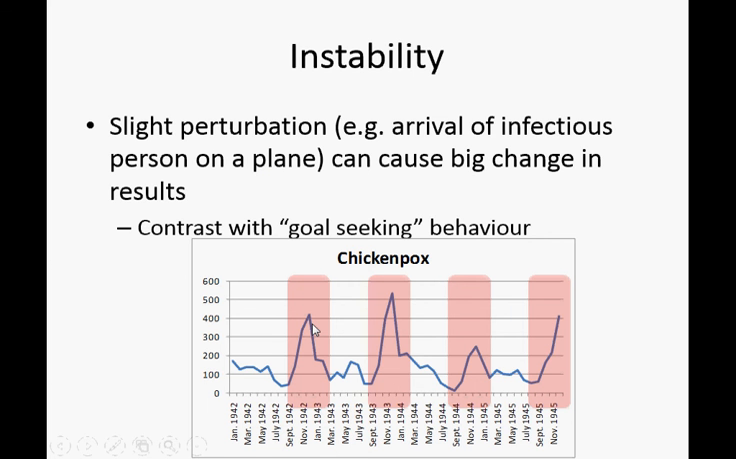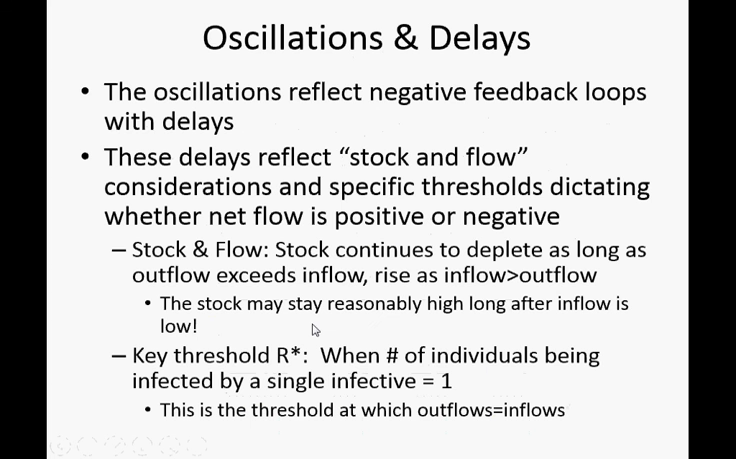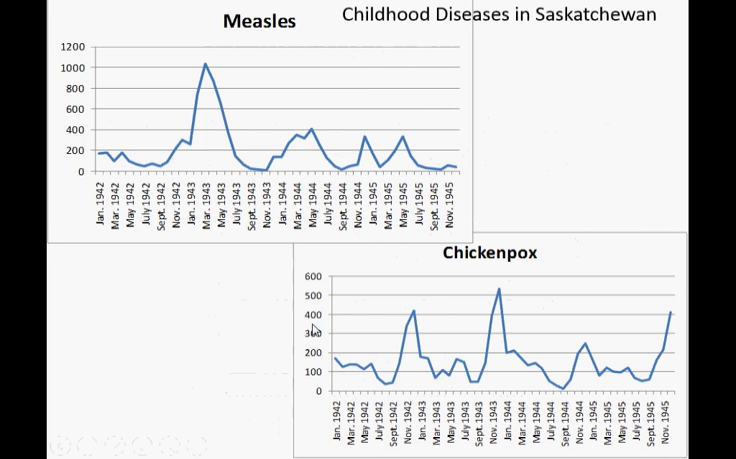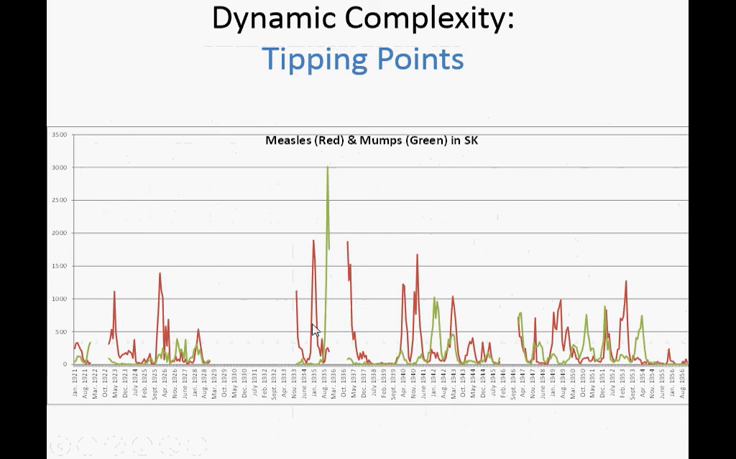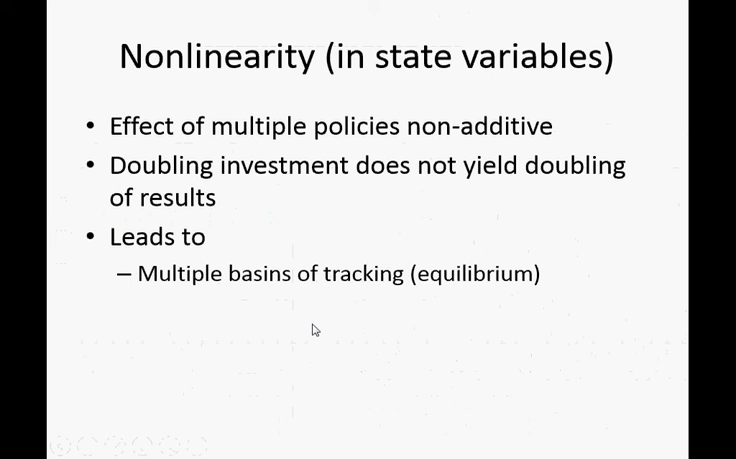Okay, and when we have nonlinearity, it has profound effects in many areas, including multiple policies. You can't just consider the gain from them together. You can't just consider the sum of the gains from each in isolation. Doubling your investment in something doesn't double the results. And it leads to multiple possible outcomes, multiple possible equilibria. And in this case, we saw disease-free equilibria where there's nobody infected in the population, as well as endemic equilibrium.